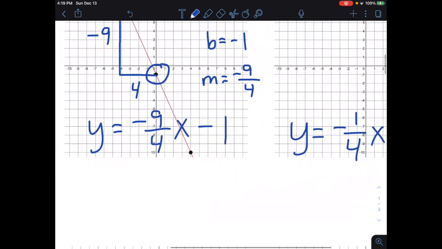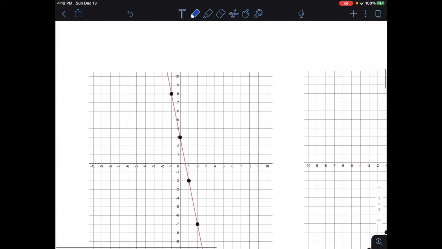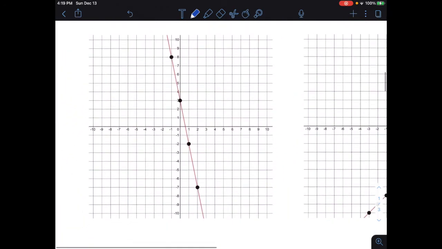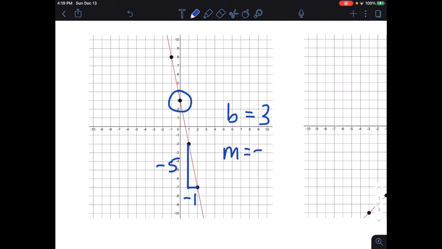Okay, let's do another one. Remember, if I'm going too fast, you can always pause the video, go back, look at something again. All right, so here we go. B is 3. Slope, I'm going to come down here to these bottom two instead of messing around where I made that circle. So I'm going to go down again and then to the right. So I go down 5, or negative 5, to the right 1. So my slope is negative 5 over 1. Well, that's the same as negative 5.